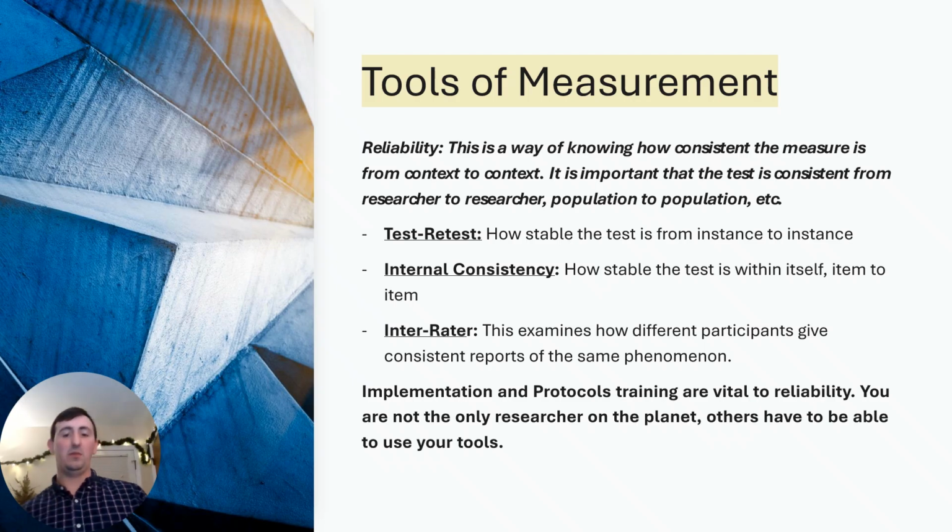And then the last reliability we're going to talk about is inter-rater, right? This examines how different participants give consistent reports of the same phenomenon. So one way I might get good inter-rater reliability is I'm going to hand my depression survey out to 100 people who've already been diagnosed with depression, which means I would like to see a similar score across the board. Right? If some people answered wildly different than others, but they all technically should have a similar score, that tells me that something's not reliable about my tool of measurement. Something's wrong here.